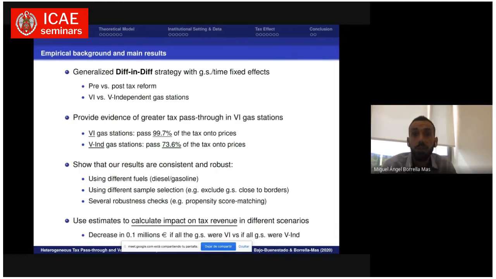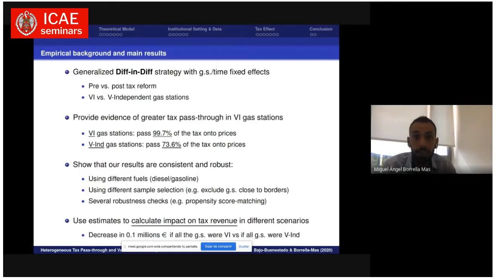Consistently with the theory, we find a pass-through rate of about 99.7% of the tax for vertically integrated gas stations. And this number goes down to 73.6% for vertically independent gas stations. These figures are consistent with previous studies, which find pass-through rates of an increase in fuel taxes ranging from about 75 to 100%. So our study clarifies that taking into account the vertical relationship is a plausible explanation to reconcile these findings.